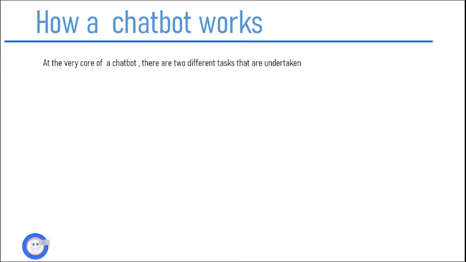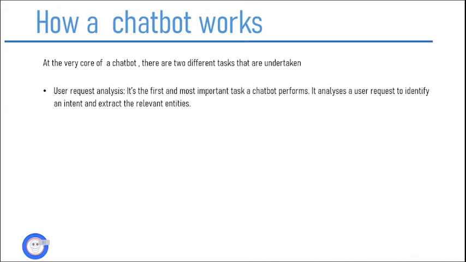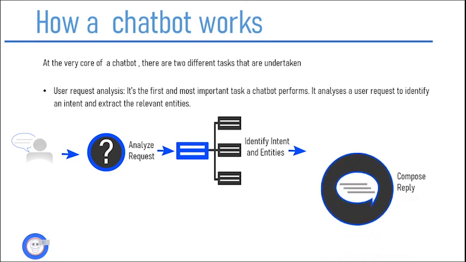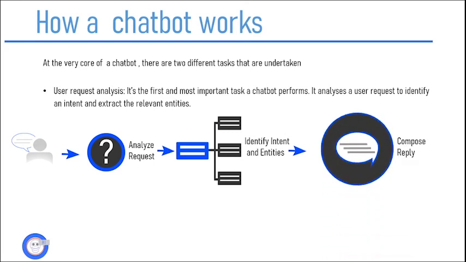So yeah, how does a chatbot work? At the very core of a chatbot, there are two different tasks that must be undertaken. We have the user request analysis and the returning of responses. In the user request analysis, that is the first and the most important task a chatbot performs. It analyzes a user request to identify an intent and extract the relevant entity. In this diagram, you have the user requesting. When the input is sent, it analyzes the request and then it identifies the intents and the entities, which goes on to give a composed reply.